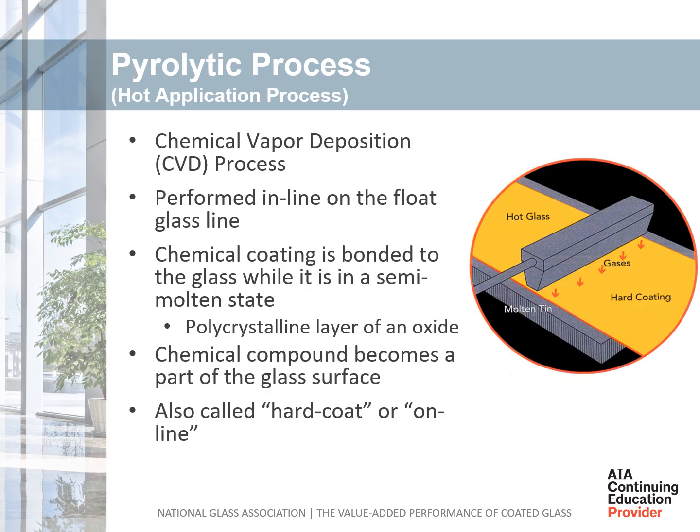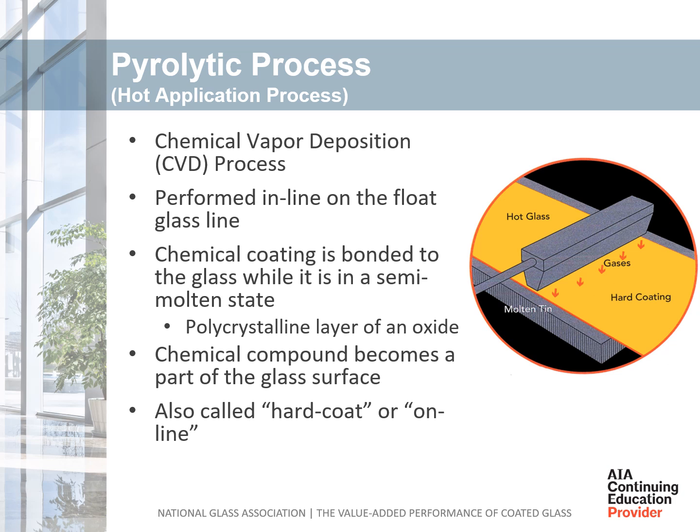The pyrolytic process, also called hard coat or online, can be broken down into either a vapor or liquid deposition process, which simply refers to the coating delivery system. Either delivery system for the pyrolytic process can be used to produce low-E coatings. However, the industry seems to favor the vapor deposition process due to cost and performance advantages.